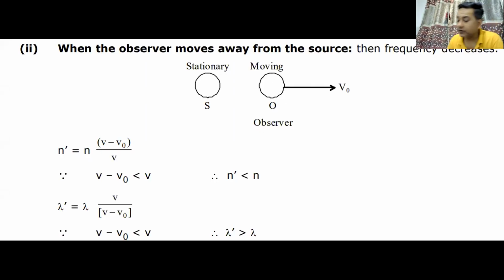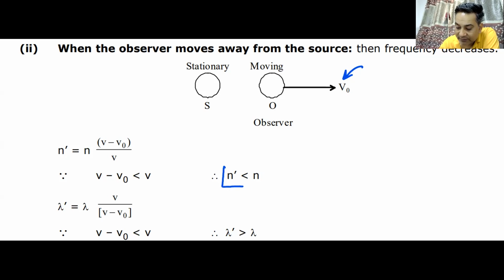Let us look at the second case then. In the first case, the observer was moving towards the source. What will happen in the second case? Tell me. The observer would be moving away from the source. As you can see, he is moving with a velocity V naught away from the source.